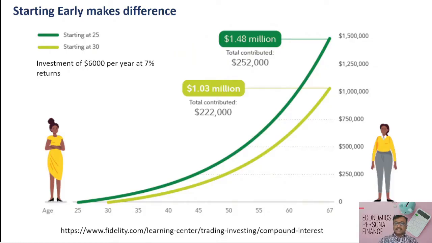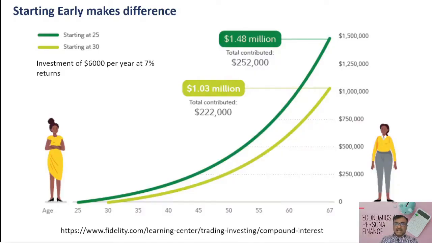This is the illustration to demonstrate the importance of starting to invest early. Miss X and Miss Y are investing 6,000 rupees every year at a rate of 7% every year, not every month, which is a common interest rate offered by banks on fixed deposits. Miss X began investing at the age of 25, while Miss Y began investing at the age of 30. Miss X will receive 15 lakh rupees at the age of 67, whereas Miss Y will receive around 10 lakh rupees at the same time.